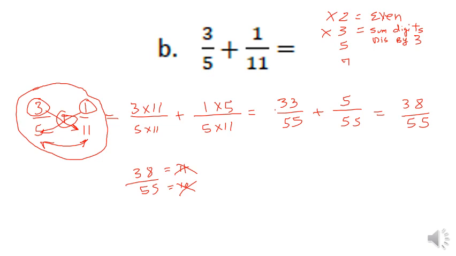For 5, it has to end in 0 or 5. Now 38 does not end in 0 or 5, so it's not divisible by 5. Now on 7, like I said, you just need to know your multiples of 7. And I know 7 times 5 is 35, so 38 is not divisible by 7. So our answer would be 38 55ths.